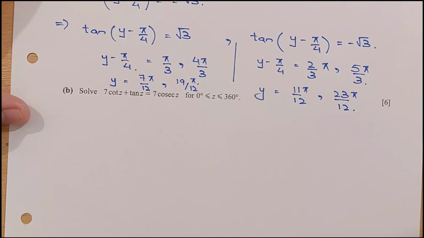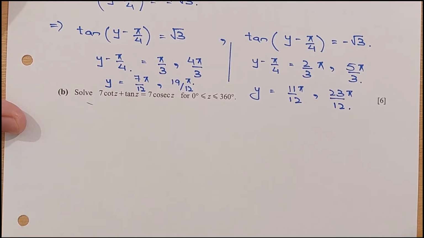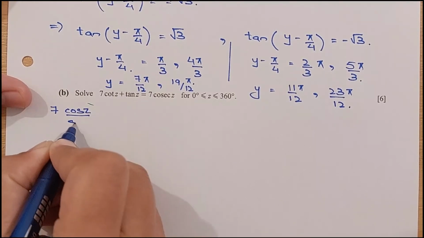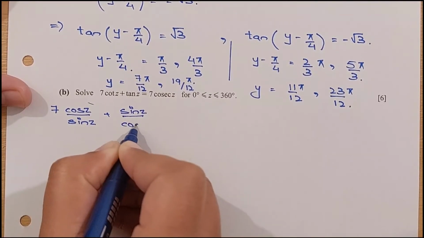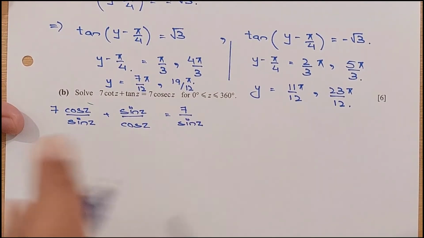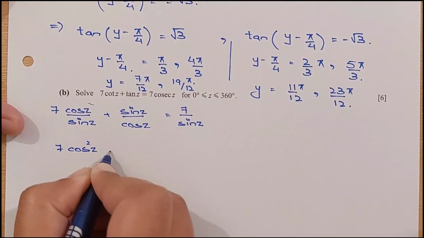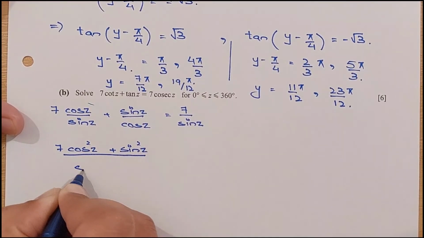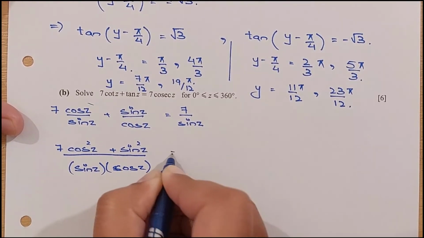Right. Now for part B, we have to solve this equation for z between 0 to 360 degrees. So we have 7 cot, which is cos z over sin z, plus tangent, which is sine by cos, equals 7 cosecant, which is 1 by sine. Right, now we do cross multiplication. 7 cos squared z plus sine squared z, divided by sine z cos z, equals 7 by sine z.